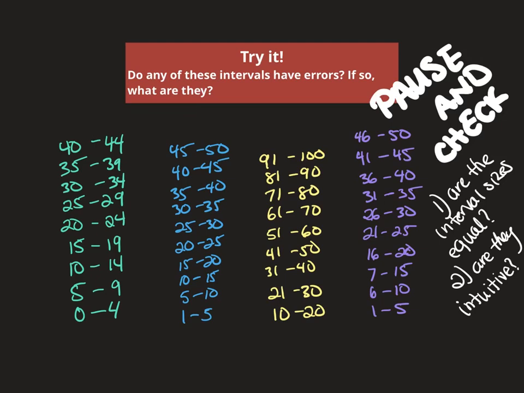If you notice that changing the 7 to an 11 would fix our issues, you're correct. Now our intervals are the same size and mutually exclusive. They're also counting in units of 5, so they are intuitive. Now I'm going to take a moment to compare the green intervals to the purple intervals. Which one do you prefer?